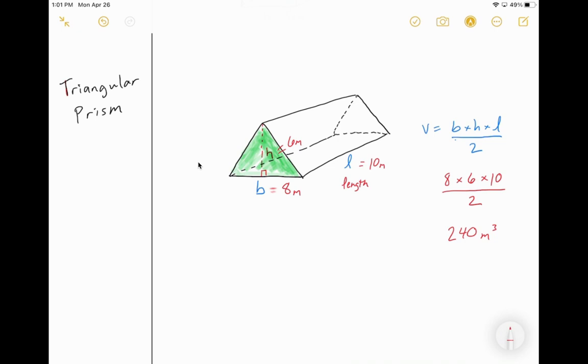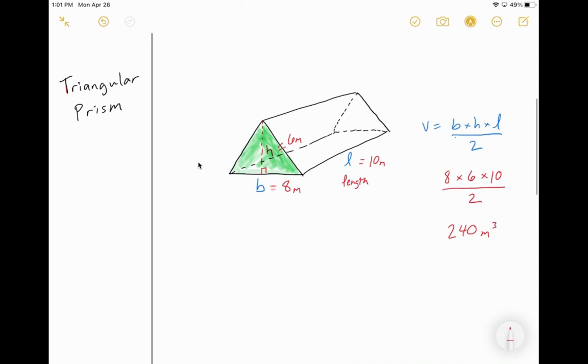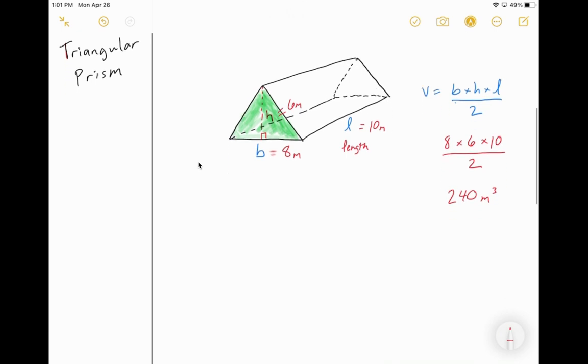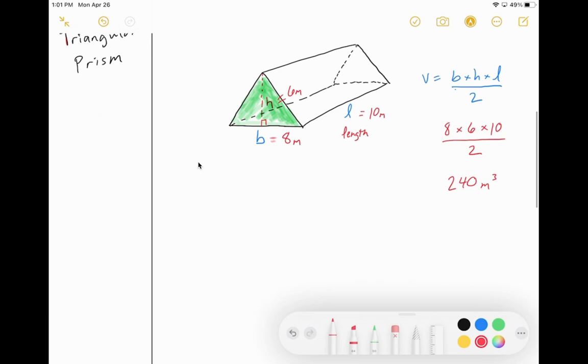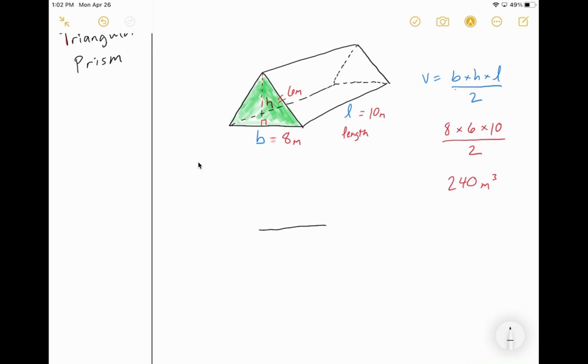All right, let's try another one, just so you guys can get the hang of it. I'm going to draw one that's a vertical up and down triangular prism. So watch how I do this one. This one's kind of cool. This one's kind of tricky. All right, first thing I'm going to do is draw a triangle that's going to look kind of obtuse.